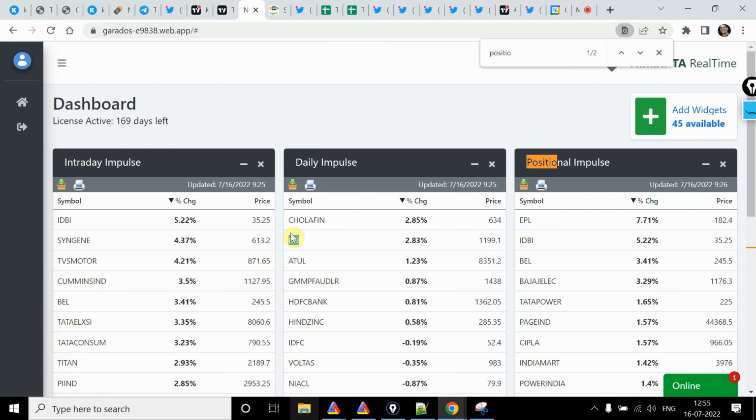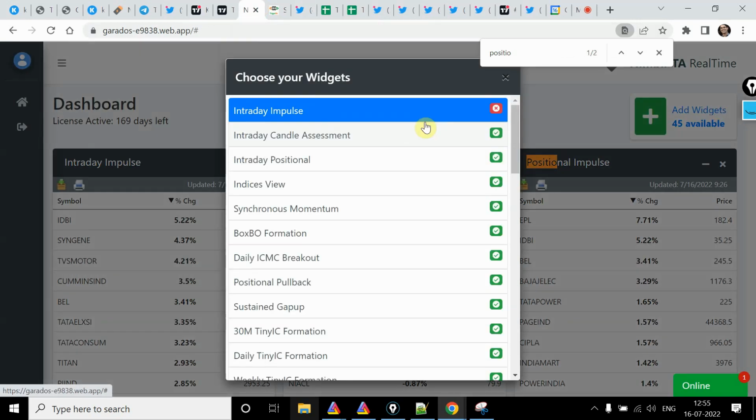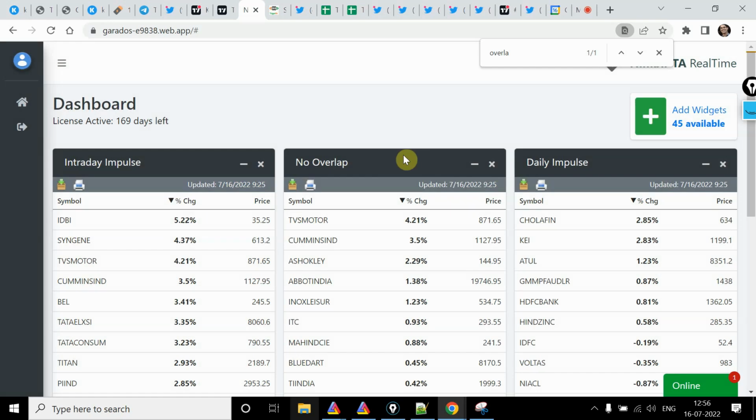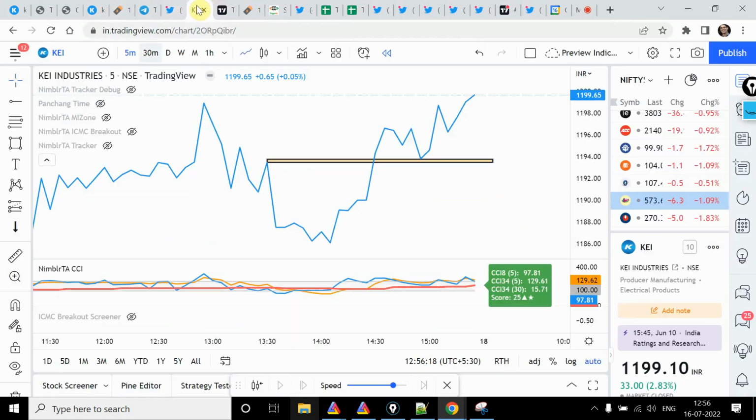This is basically the daily impulse we were checking. If you see overlap or no overlap over here, you will have a widget over here as well. The no overlap widget is another widget in itself. So if you see TVS Motor or all these, because the indices of the auto sector were on the bullish side. Then you have no overlap on Inox Leisure. This is a new stock, so I would like to track it. Let's see how it actually goes.